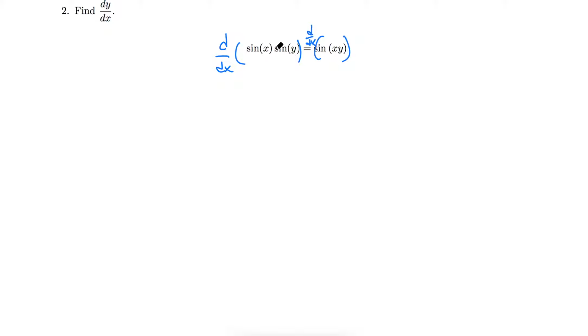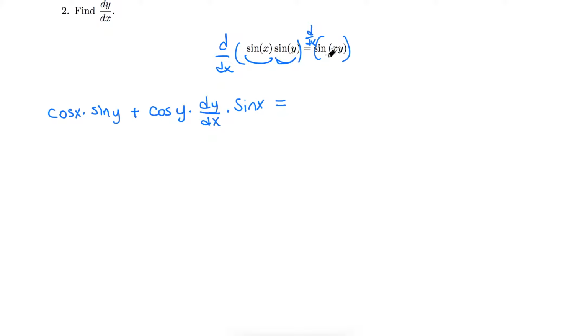Okay, so let's take a look at the left side. We have sine x times sine y. So we are going to use the product rule. So the derivative of sine x, the derivative of the first function, equals cosine x times the second function, sine y, plus the derivative of the second function. The derivative of sine y is cosine y times dy over dx, because y is a function of x, so we have to use the chain rule there, times the first function, sine x. So we're done with the left side.